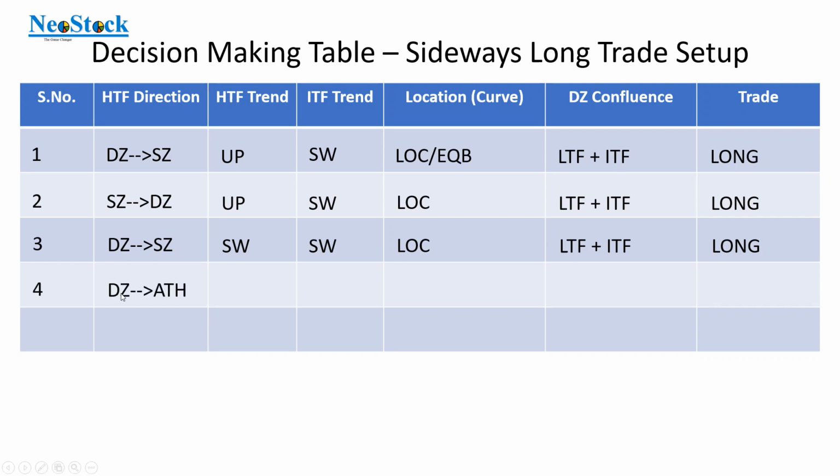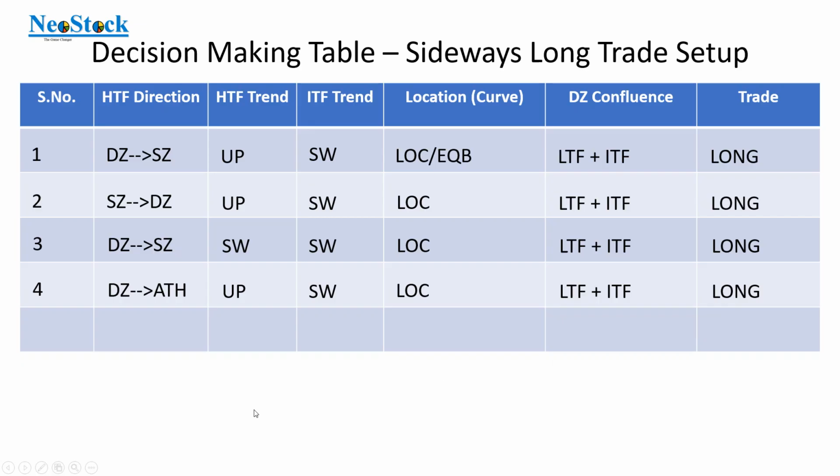So prices are moving from demand zone to all-time high, and HTF trend should be uptrend, and ITF trend should always be sideways, and now also low on the curve we are planning when LTF demand zone overlaps with ITF demand zone. You can plan a long trade.